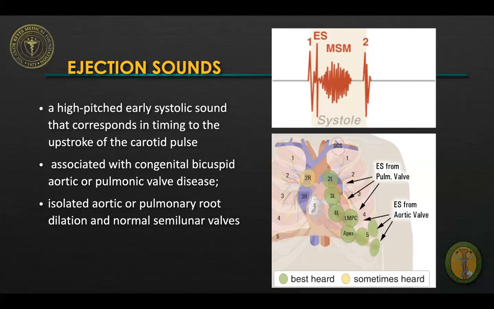Now let us listen to the different types of ejection sounds. It is a high-pitched early systolic sound that corresponds in timing to the upstroke of the carotid pulse. It is associated with congenital bicuspid aortic or pulmonic valve disease, isolated aortic or pulmonary root dilatation, and normal semilunar valves. Please look at the diagram and listen to the next two slides for the sound of a bicuspid aortic stenosis ejection sound and a pulmonic stenosis.